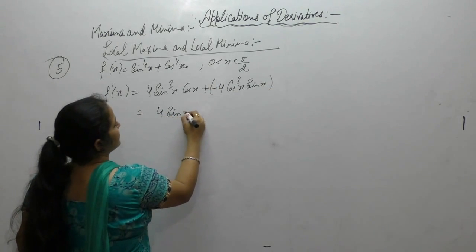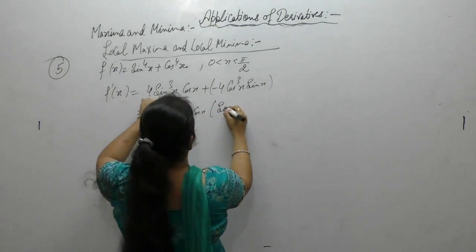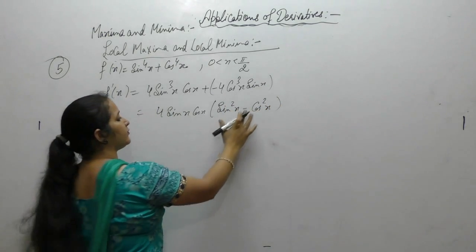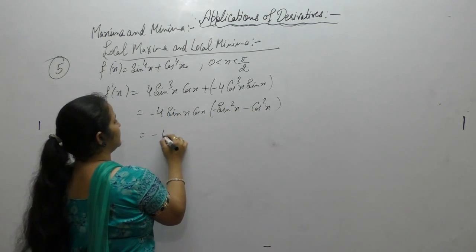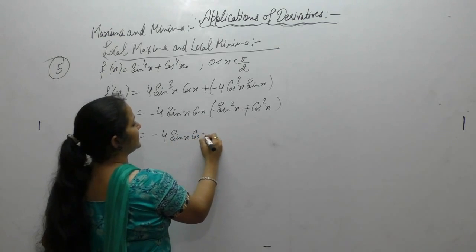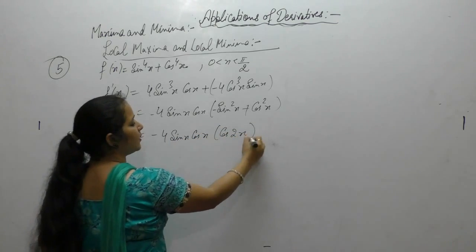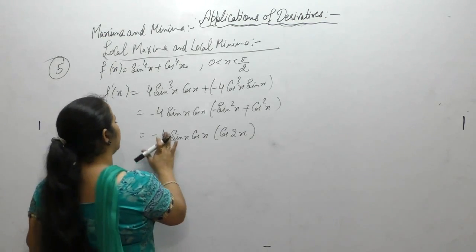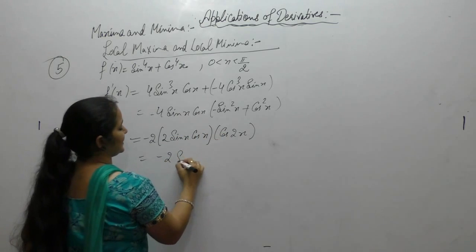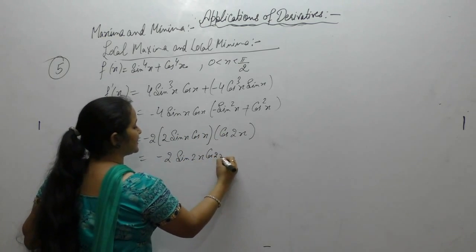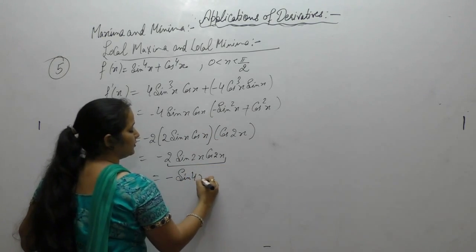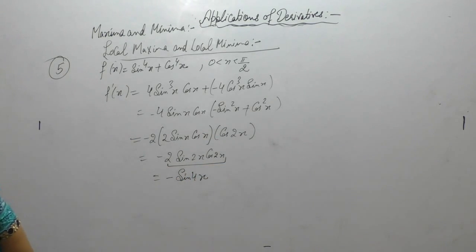4 sin x cos x common. Here we are left with sin²x minus cos²x. Take negative common from here. When we take negative common, we get cos²x minus sin²x, which is the formula for cos 2x. We can write this as 2 sin x cos x, that is sin 2x. Now it is again of the form 2 sin x cos x, that is sin 2x. 2 into 2, 4x. So sin 4x.